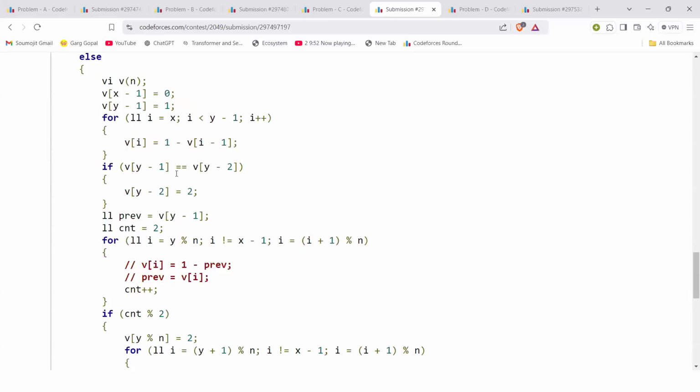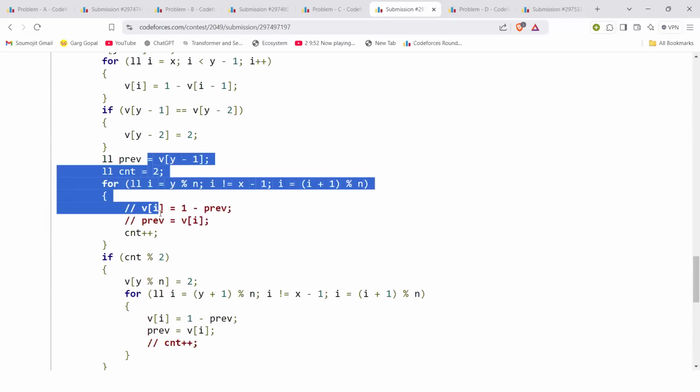And apart from that, if it reaches y and it sees that two values have become equal, then it marks one of them as true, right? That was the logic for the odd arrays. That if you see that while marking alternating, two values have become equal, then you just assign one of them as true. I do the same thing for the different case.